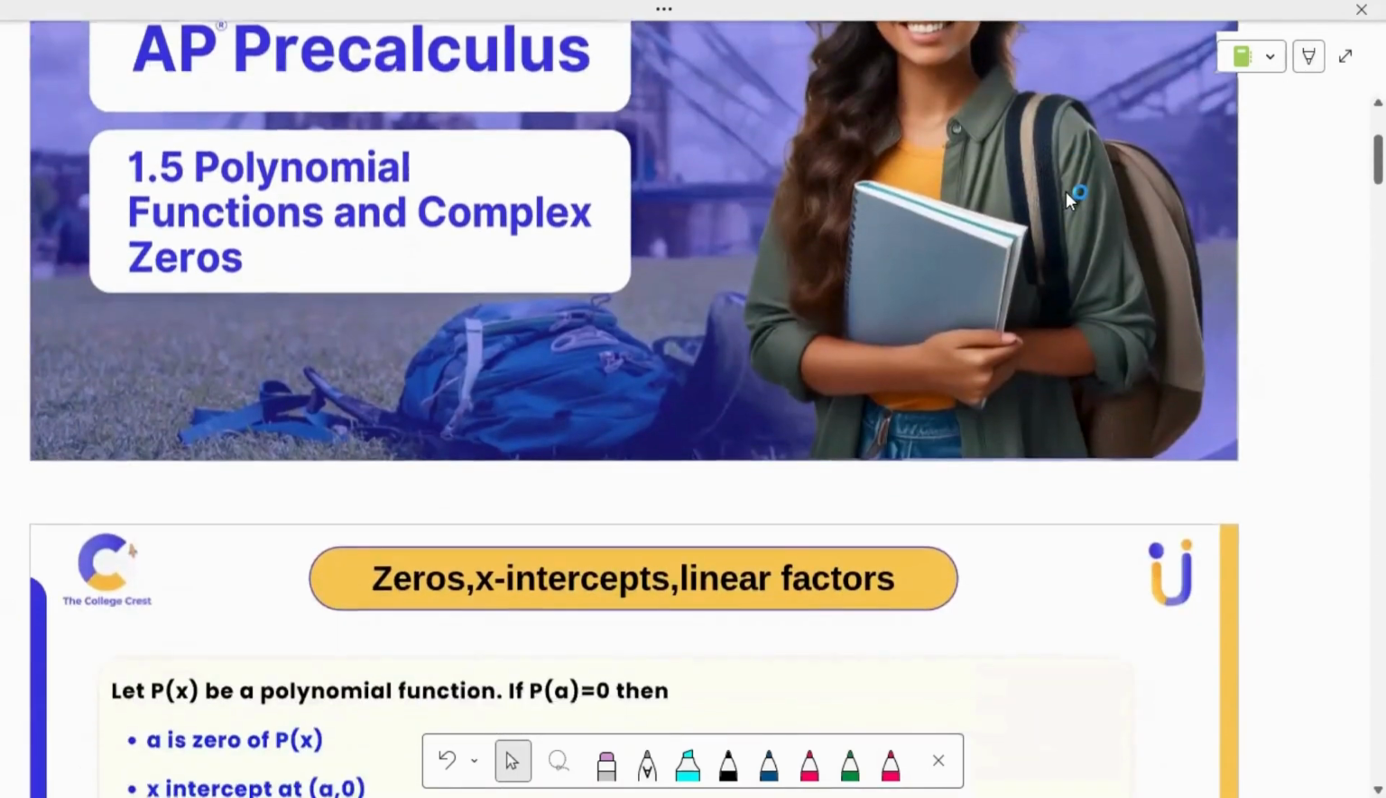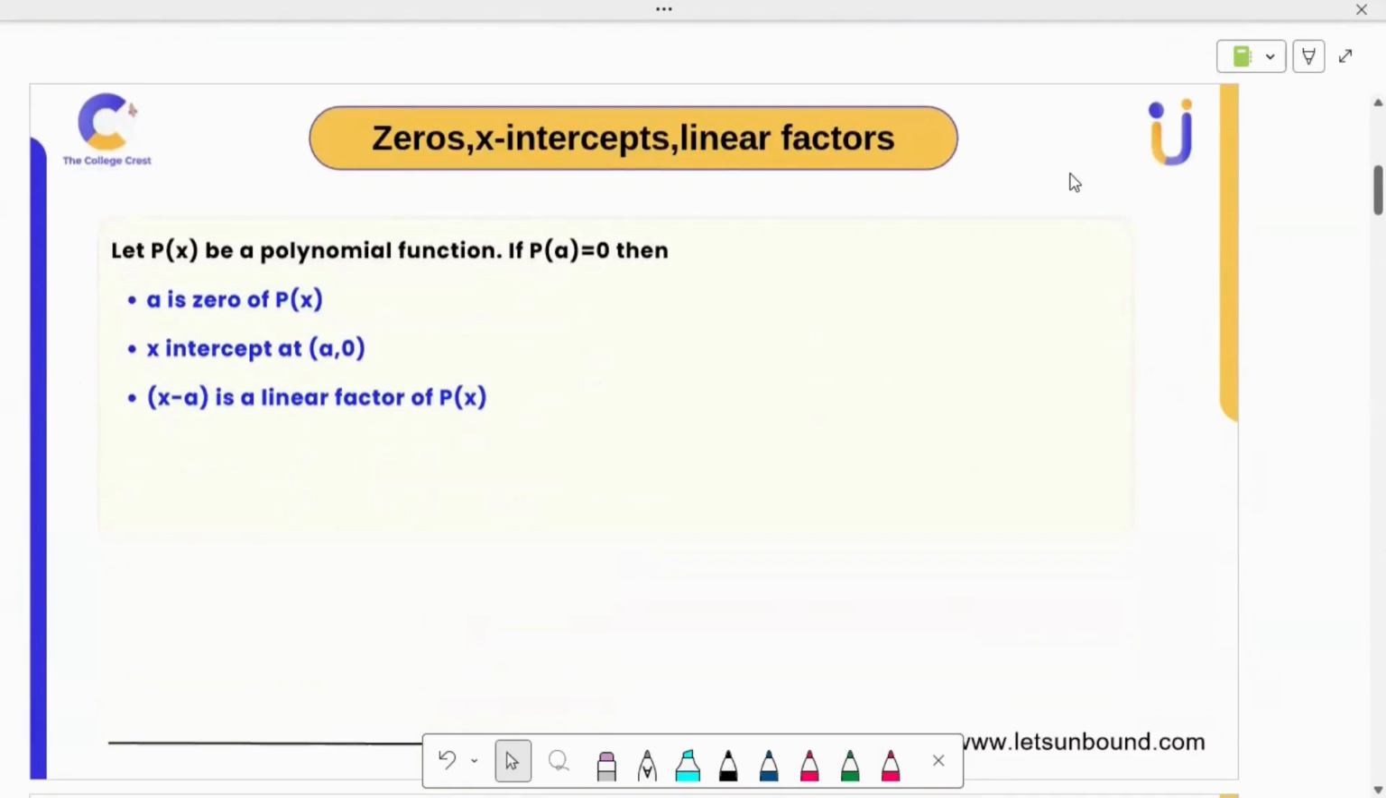Here we are moving to polynomial functions and complex zeros. First, what is zeros? Zeros, x-intercepts, linear factors, they are much related. Let's see how. Let P of x be a polynomial function. If P of a is 0, then we can conclude these three things. You are plugging in a number a instead of x, and it becomes 0. So if a makes a polynomial 0, that is called a zero of the polynomial. The name has some connection, right?